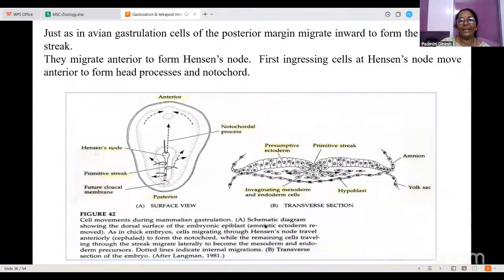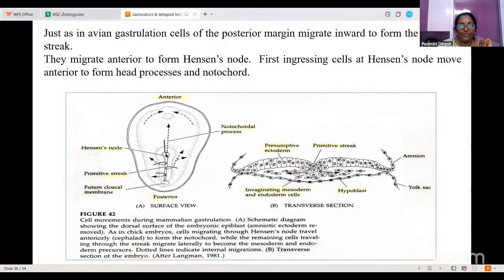Now, just like in avian gastrulation, where there is a place where a primitive streak is formed, as I told you all, in the chicken, there is one particular place called the collar, at the posterior side, where the primitive streak is going to be formed. So something similar happens in mammals too; it's going to be the same.